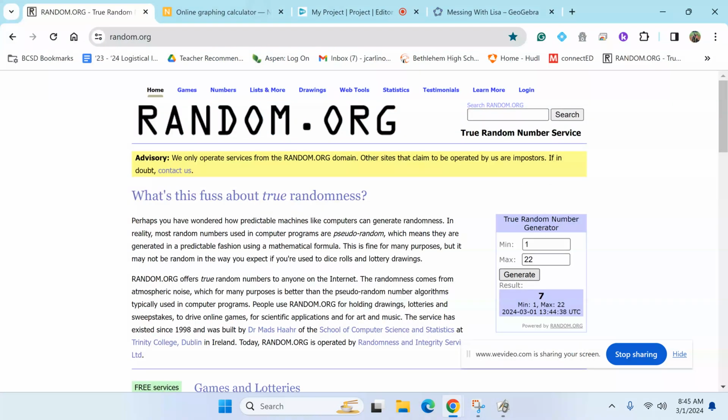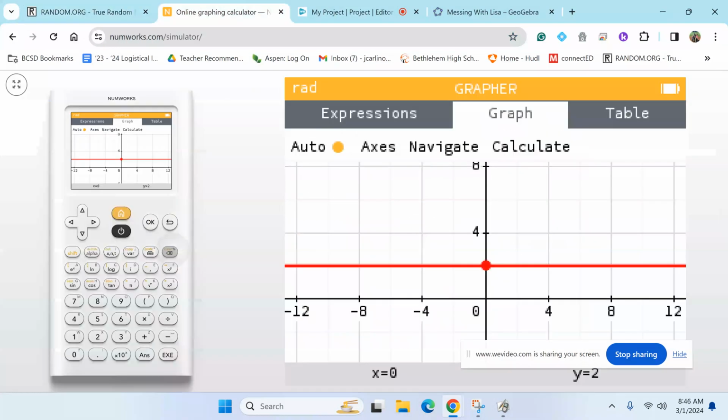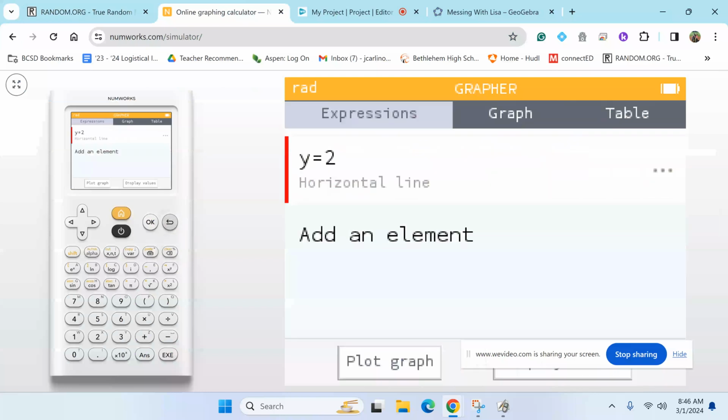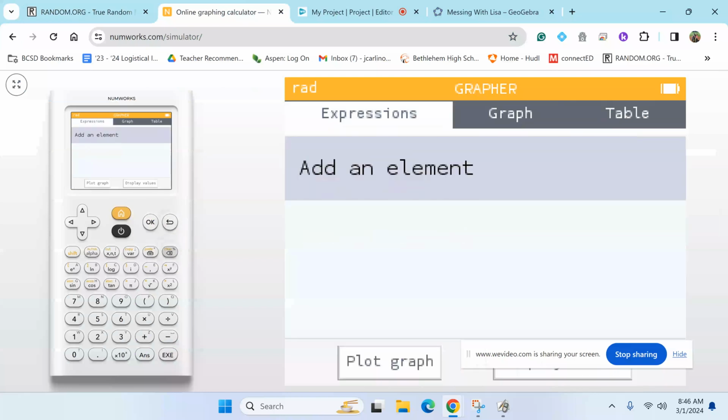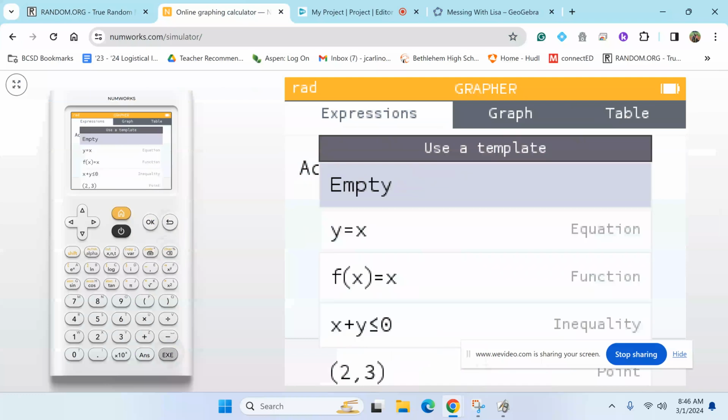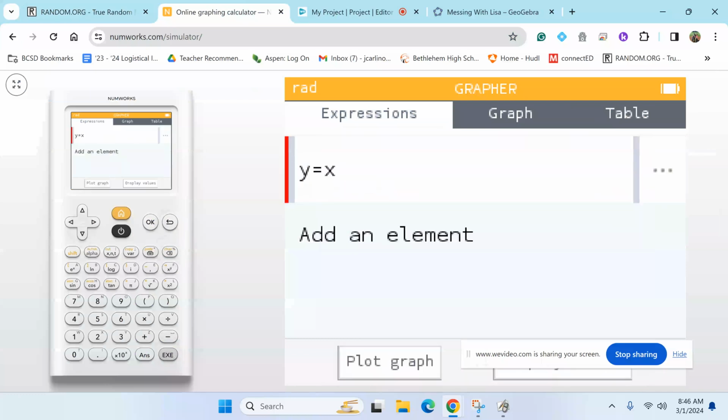I'll just graph it on mine. It'll probably take me 80 years, but I'll try. There we go. Ready for this one?